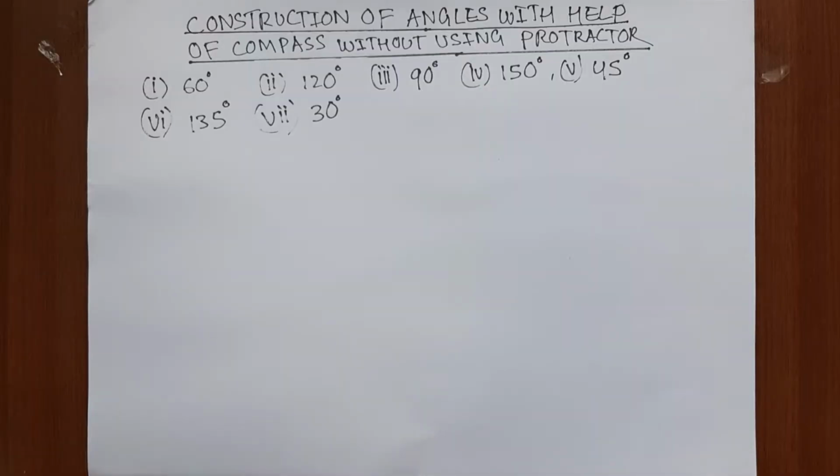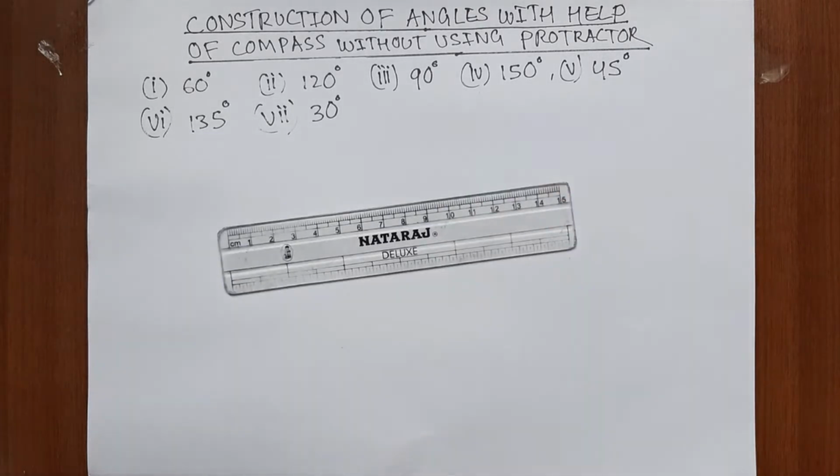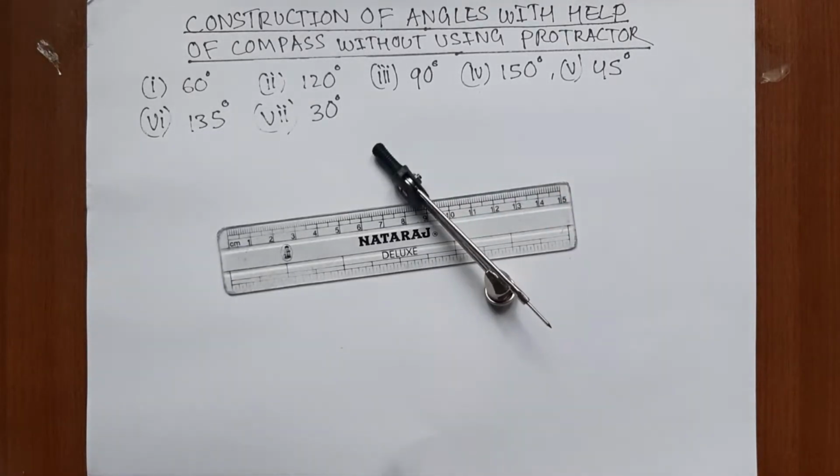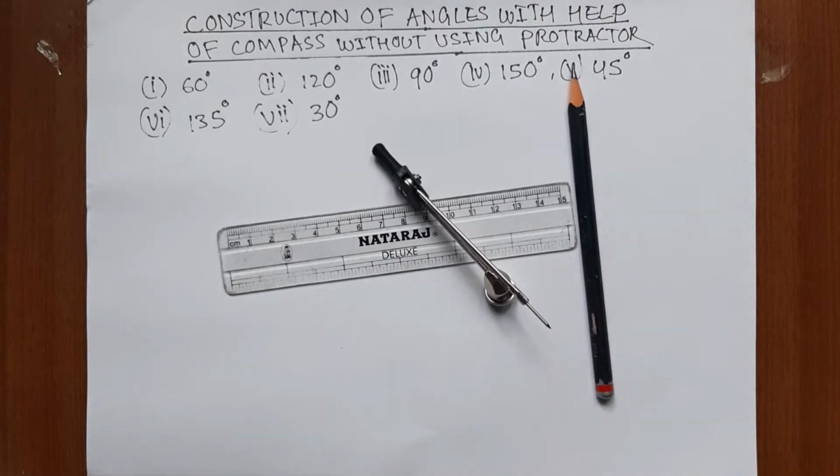Welcome viewers. In this session, we are going to learn the construction of angles without using a protractor. Yes, without using a protractor. Aren't you surprised? Can we draw an angle without using a protractor? Yes, we can really do it using only a ruler and compass. Let me demonstrate. For this purpose we need a ruler, a compass and a pencil.